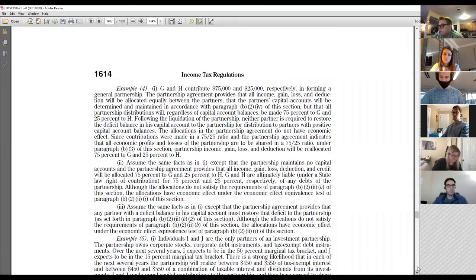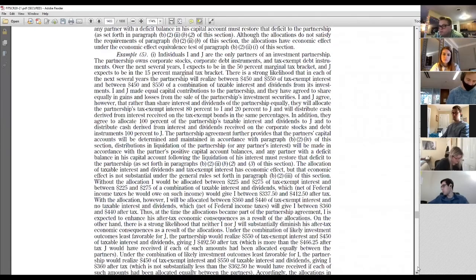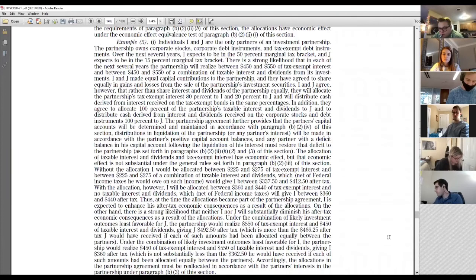But I'll foreshadow it. So we've got I and J are partners in a partnership. And again, we're telling you a lot about their personal tax situation. I is going to be a 50% bracket payer, and J is going to be a 15% bracket payer. High bracket, low bracket.